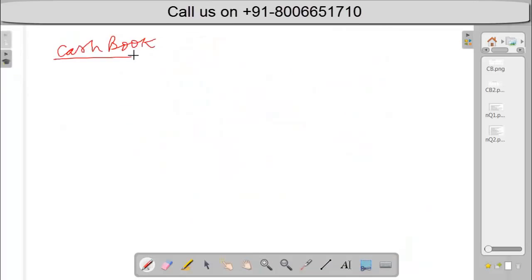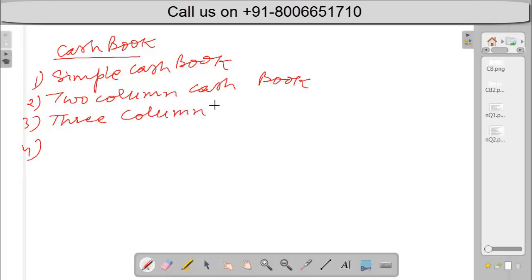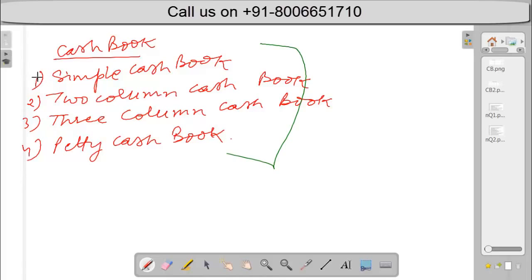Now, first I will explain the different types of cash book. Cash book is of 4 types. First is the simple cash book. Second is the 2-column cash book. Third is the 3-column cash book. And the fourth is the petty cash book. Yes, there are 4 types of cash book.